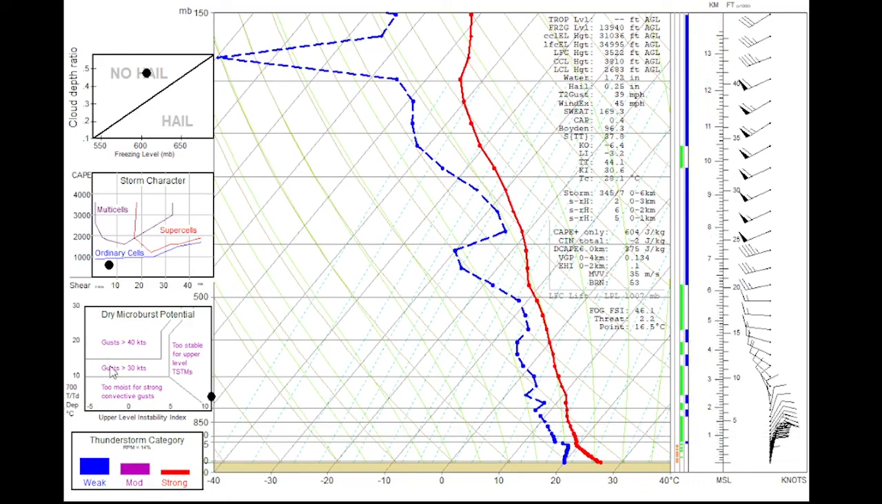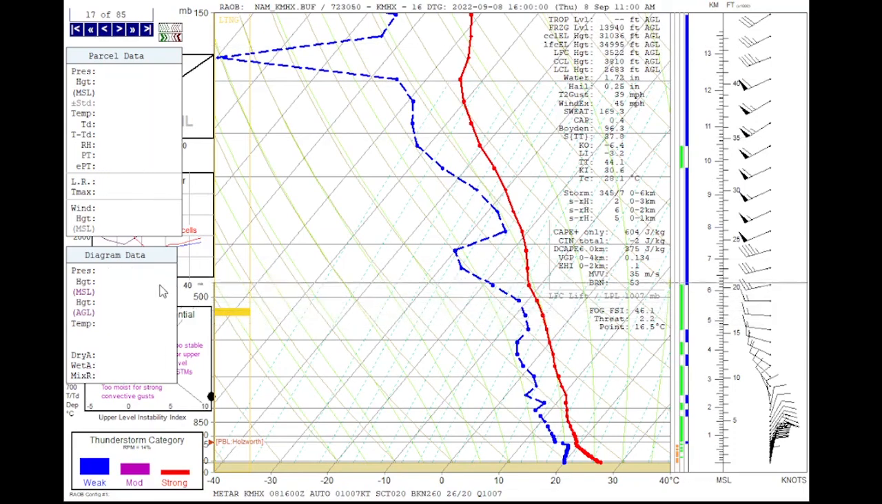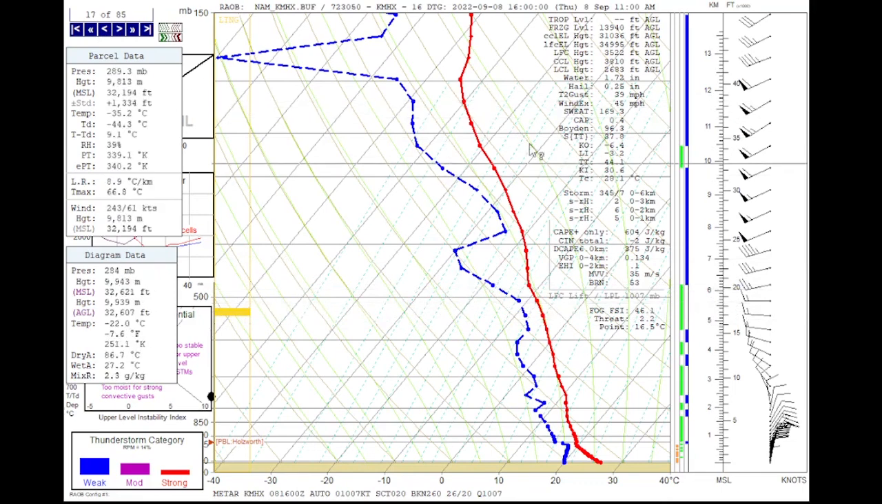Humidity, let's see, mixing height, lightning. Okay, so possible area of lightning. Mean sea level 16,000. What's above ground level here? We've got 17,000 feet. So what's our freezing level? 13.9. So we can definitely have some hail causing lightning at 17,000 feet.